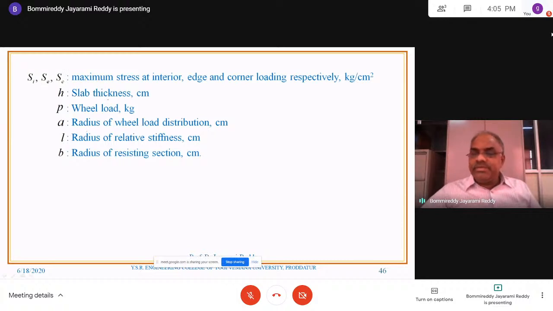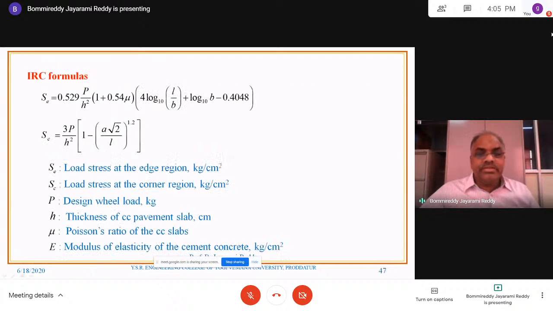And sometimes numerical questions may be given, but they will provide you the required information and they will ask questions relative to the other information. And this is the IRC formula. Don't remember these formulas. I am showing all these things only to get some idea about the loading, external loading.